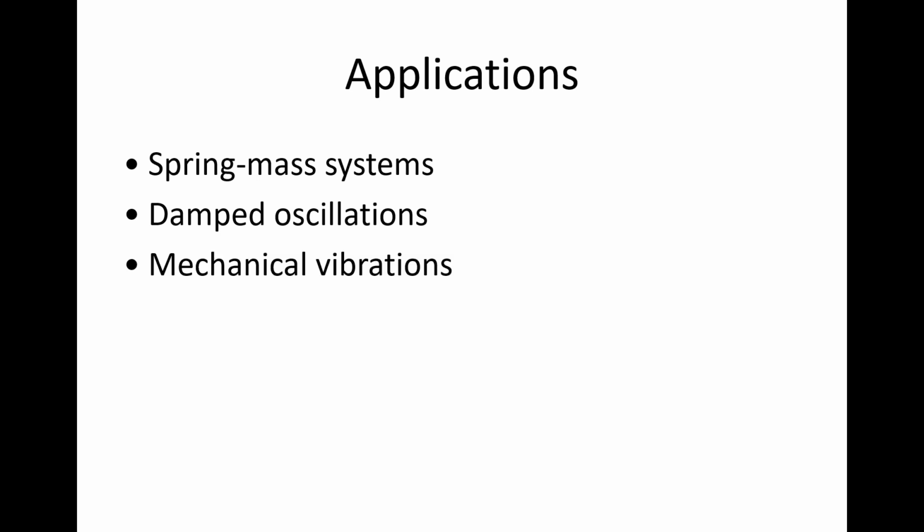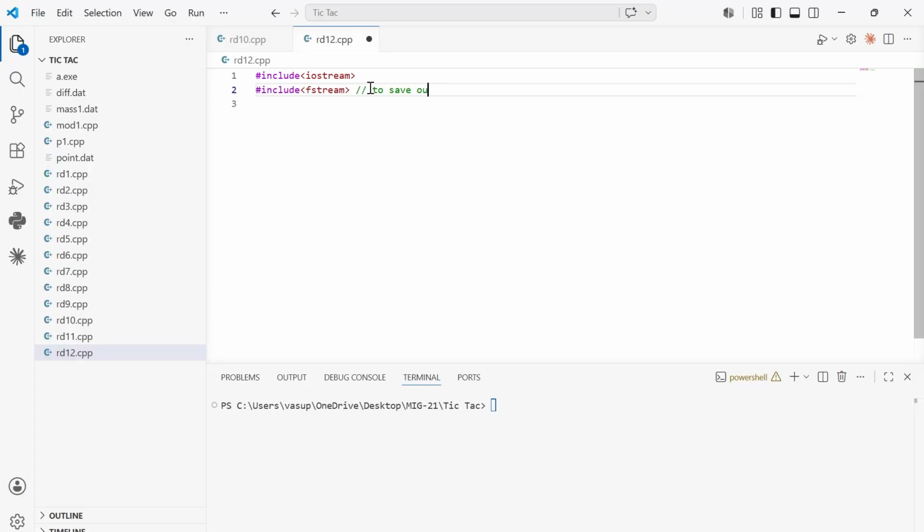The main application is that it represents a spring mass system. Another is oscillations, like the damped oscillation of a pendulum. Another is mechanical vibration. So this is how it is generally used. So let's get started.